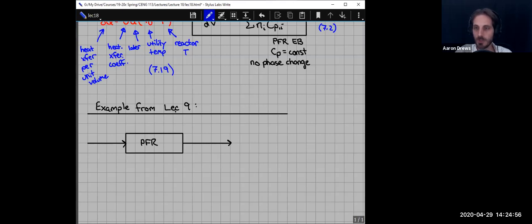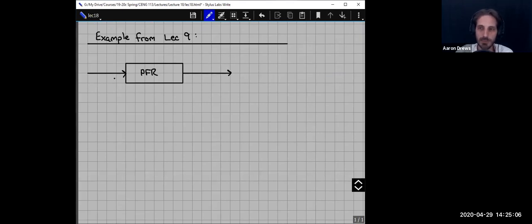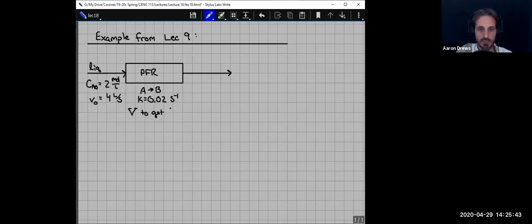Than a tube. So the example from lecture nine was a liquid phase reaction. It was one of the very first ones that we'd ever done with our combined power of a material balance and our rate laws and all of that kind of stuff. So the stuff coming in was a liquid and we had said Ca0 was 2 moles per liter. Didn't have a unit of time, it's per unit volume. And we had said that the inlet volumetric flow rate was 4 liters per second. The reaction that happened inside of here was just a simple A goes to B. It was elementary. It had a fixed rate constant of 0.02 per second. And the question that we had asked was, what was the volume to get 50% conversion of A?